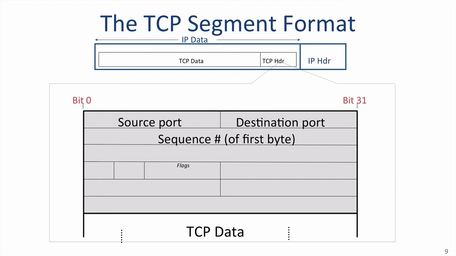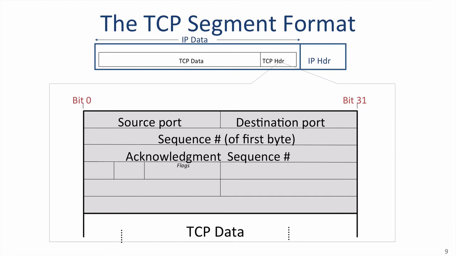The sequence number indicates the position in the byte stream of the first byte in the TCP data field. For example, if the initial sequence number is 1000 and this is the first segment, then the sequence number is 1000. The acknowledgement sequence number tells the other end which byte we're expecting next.